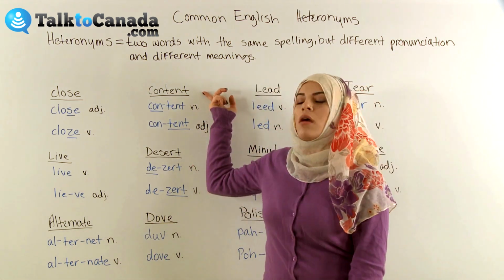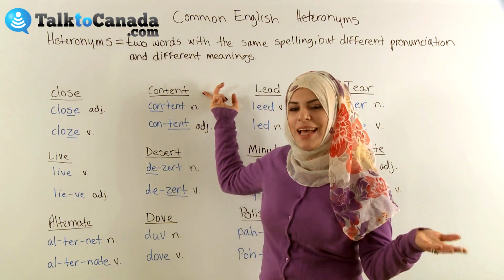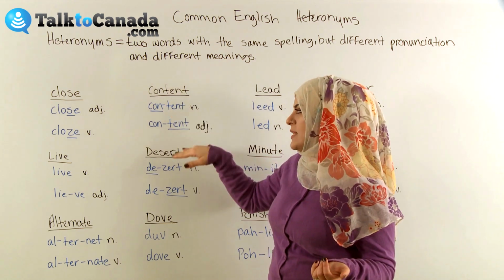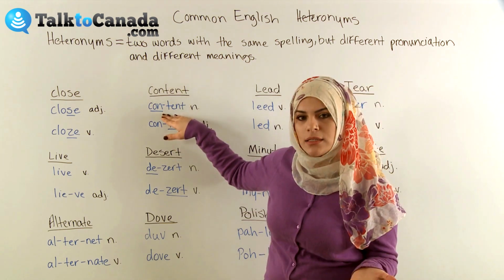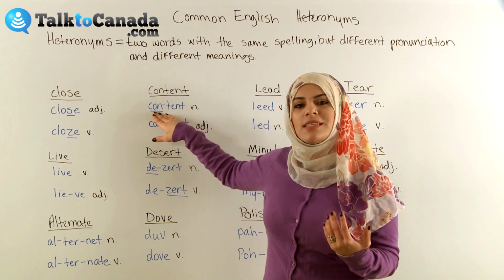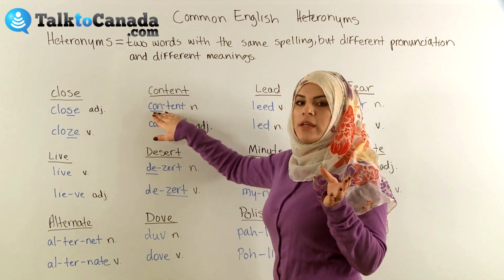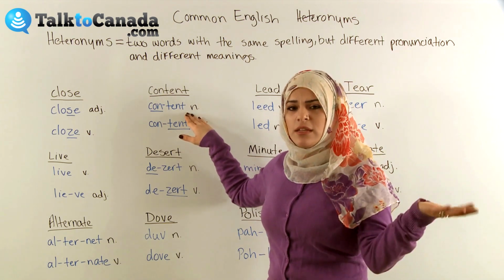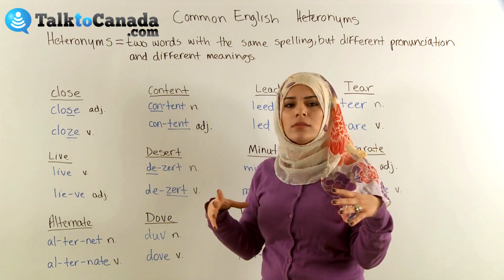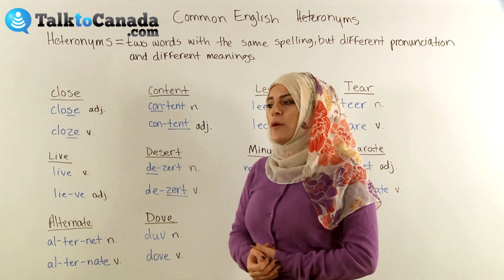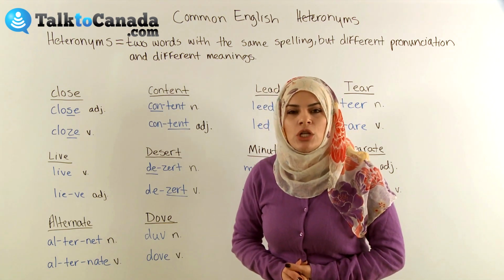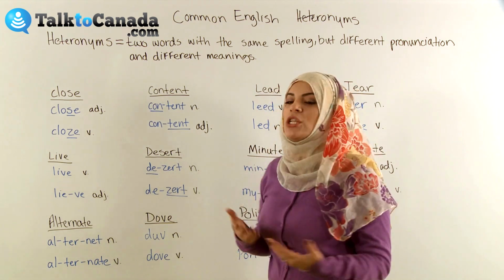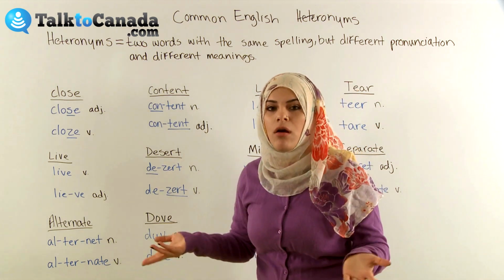Next word, content or content. Okay, so again, both are spelled this way, but this is how we say them. Content. So there's more emphasis on the first part of the word here. Content. This is a noun and it just means information or objects that are held in something else. So for example, the police officer checked the contents of my car. Okay? It means he checked what is inside of my car.